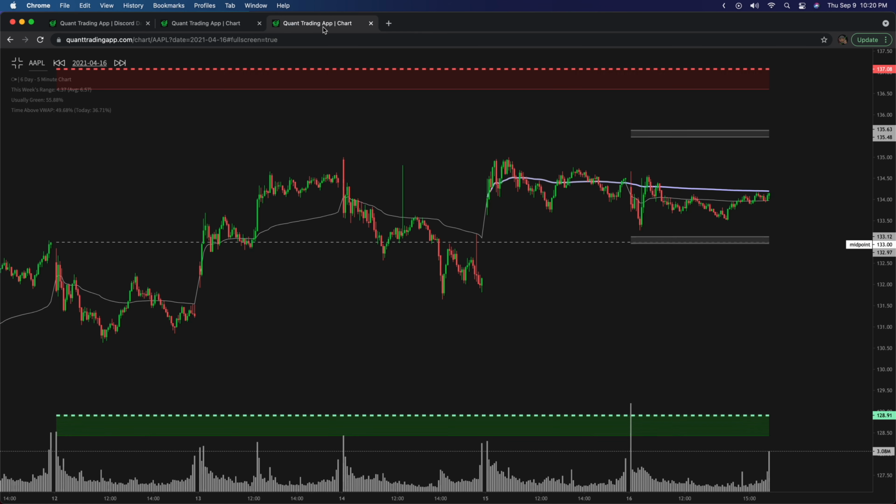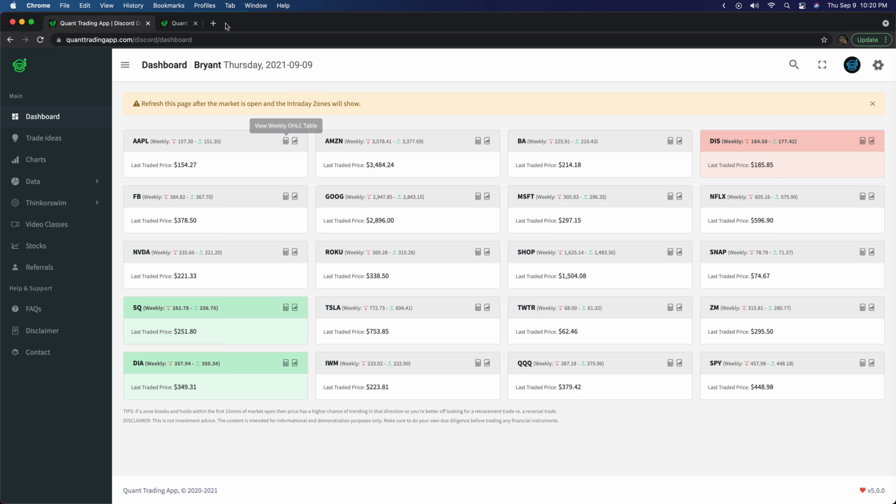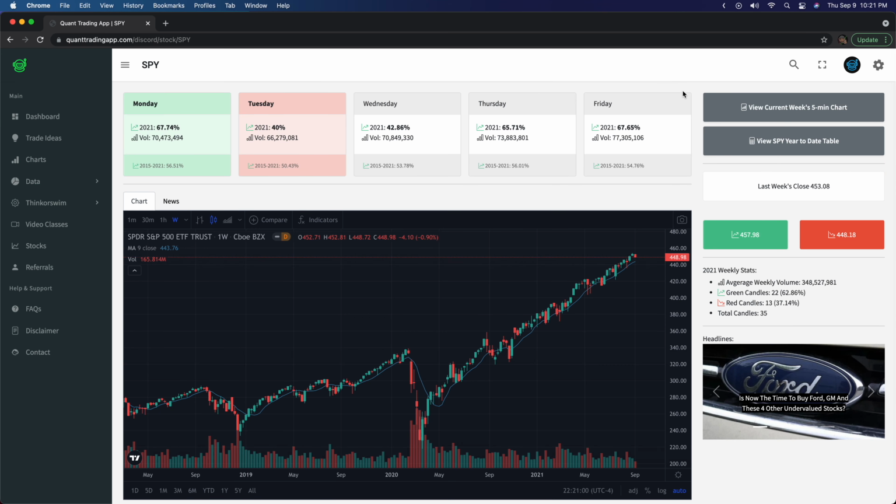So if I close this tab out here, we'll close this tab out and let's close this, and we're back at the dashboard. If we click this right here, we can actually search for any ticker. So I'll actually just type in the SPY, and we'll be greeted with the home page for this individual ticker, which in this case would be the SPY. We get a quick snapshot.